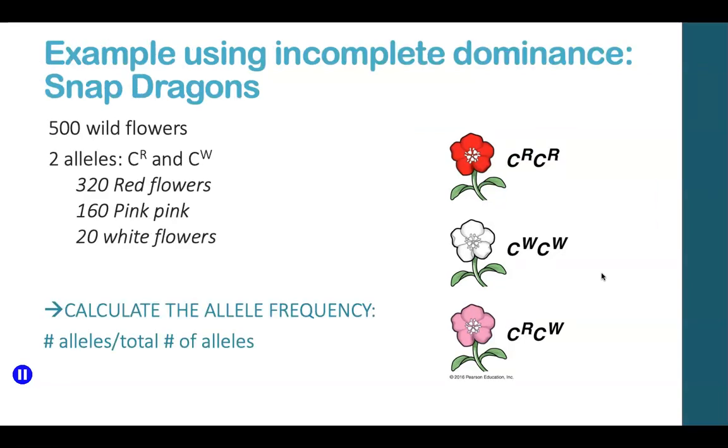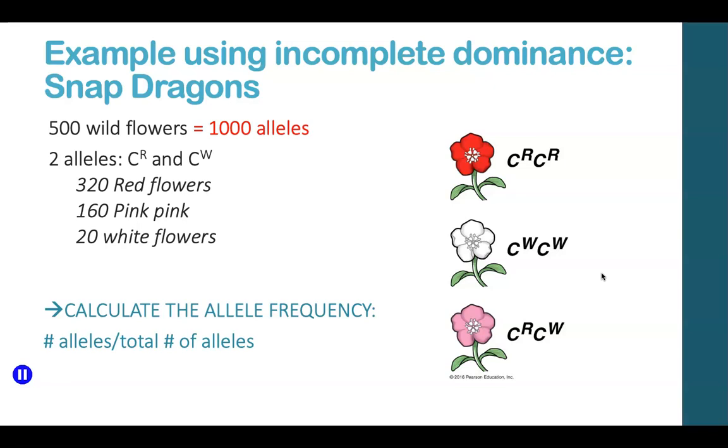So let's look at our flower example. This is snapdragon flowers. And let's say that we have a wild population of 500 flowers. Now there are 2 alleles. We've already been talking about these, the red allele and the white allele. And let's say that in our population, we have 320 red flowers, 160 pink flowers, and 20 white flowers. So I would like you to pause and try to calculate the allele frequency for the red allele and the white allele, and then come back and see if you were correct.